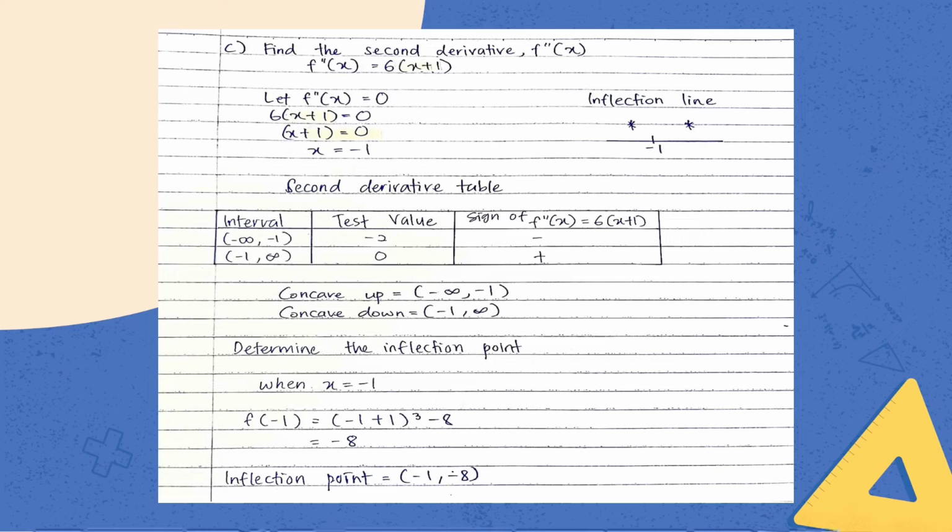Next, to determine the inflection point, we will use the x value that we get from the second derivative, that is negative 1. So we will use the f(x) given from the question, that is (x plus 1) power of 3 minus 8. And the inflection point that we will get is (negative 1, negative 8).